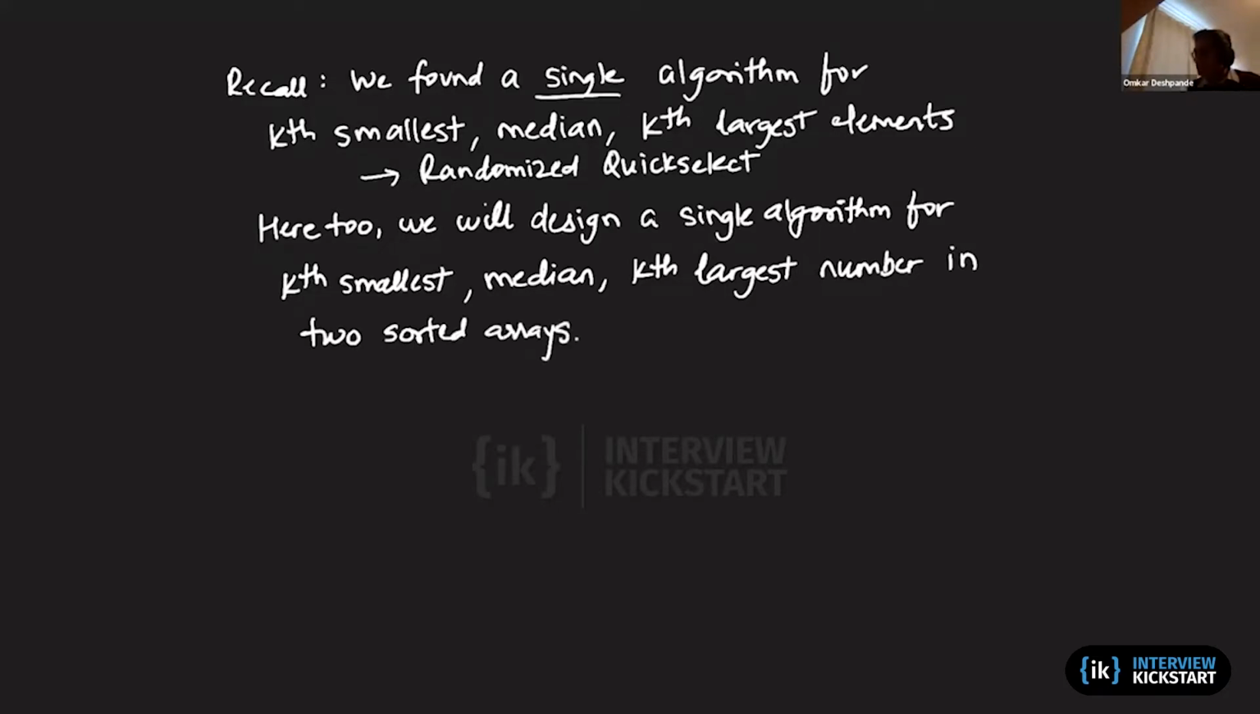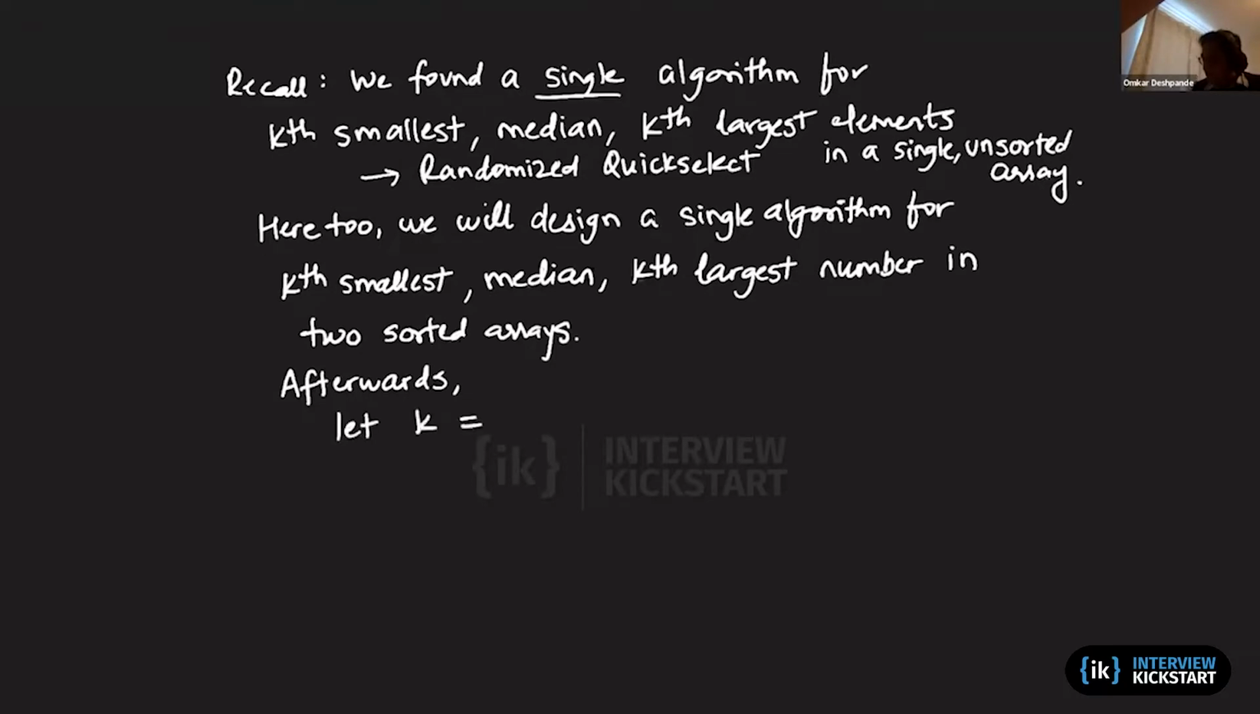So just trying to point out the relationship here: in a single unsorted array, that's what we did in the sorting class. Here we have two sorted arrays, and we'll try to solve a more general problem. And if we are able to design this algorithm, then after that we can let k be equal to some specific index, and I can't hand wave about it for this problem since we have to execute the code.